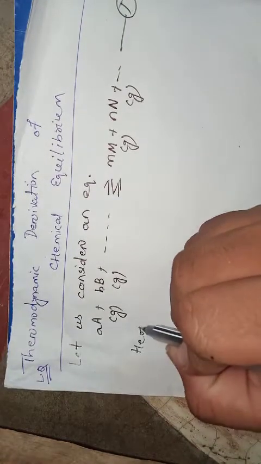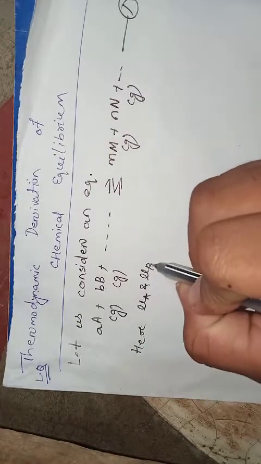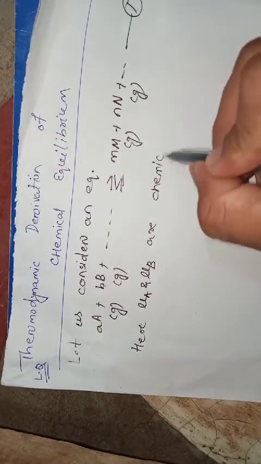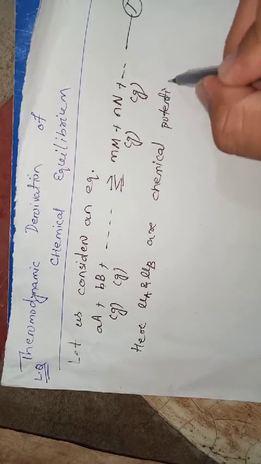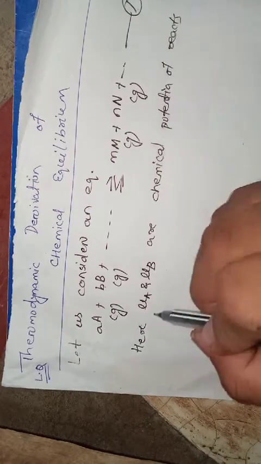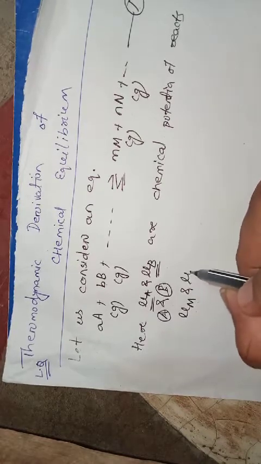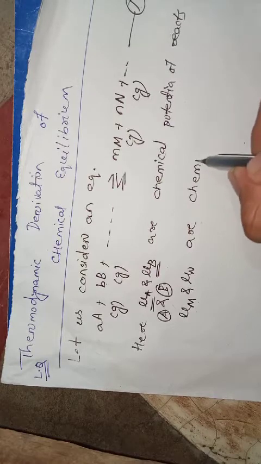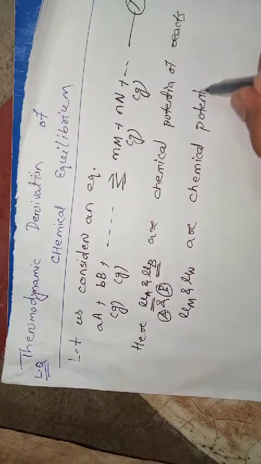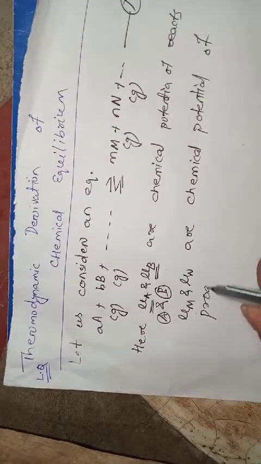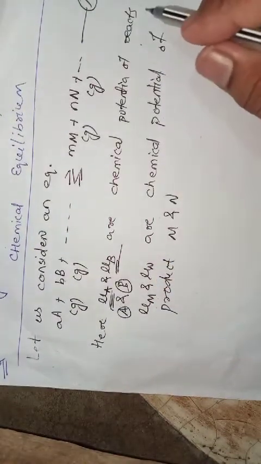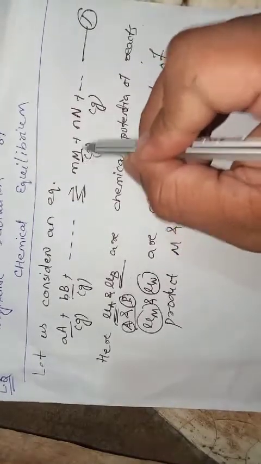Now let mu A and mu B be the chemical potential of reactants A and B, and similarly mu M and mu N are the chemical potential of products M and N. mu A and mu B are the chemical potential of reactants A and B, and mu M and mu N are the chemical potential of M and N.